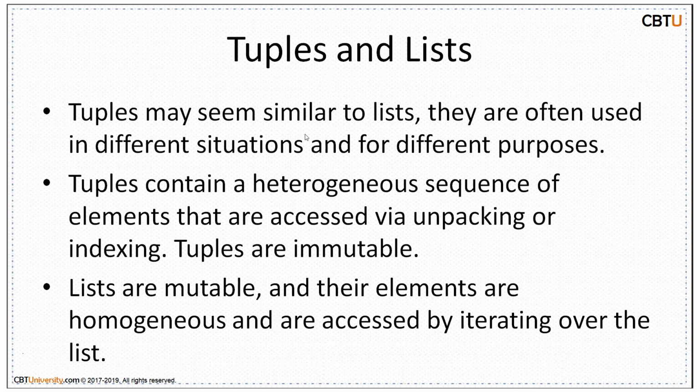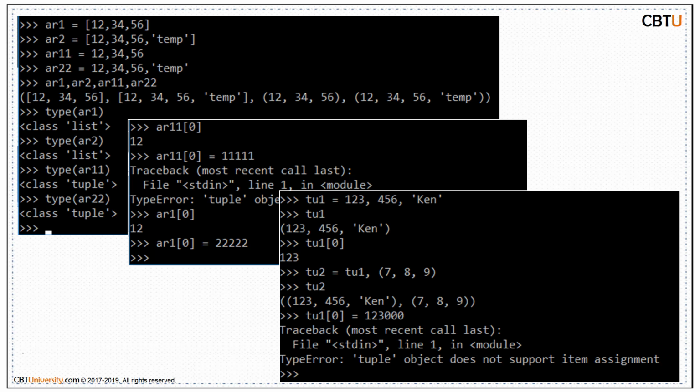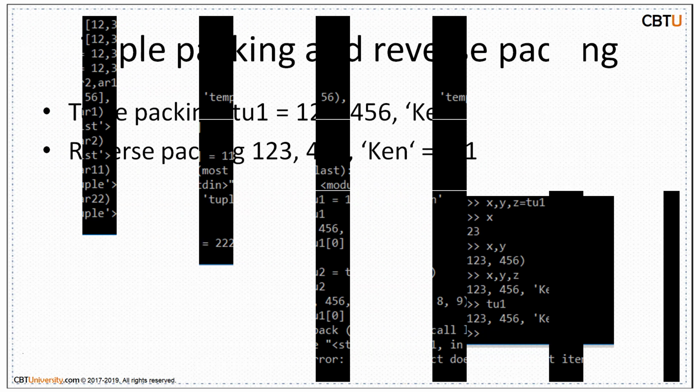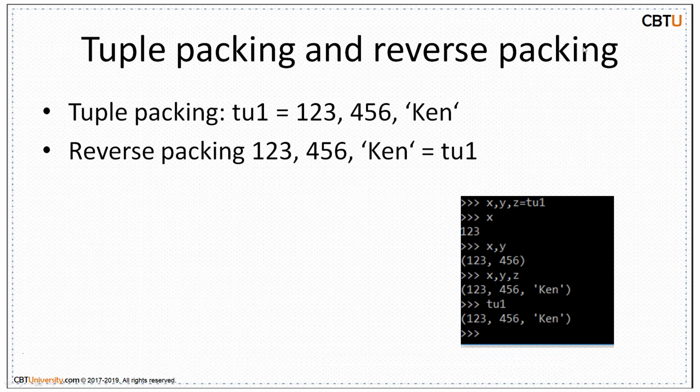The lists are mutable and tuples are immutable. Both may contain heterogeneous elements, however, homogeneous elements are preferred. These are some examples of lists and tuples. Tuple packing and reverse packing is possible. X is 1, 2, 3, XY is 4, 5, 6. This is example of packing and reverse packing.